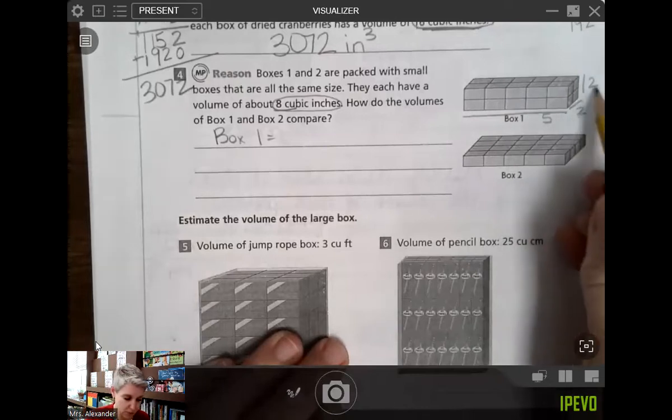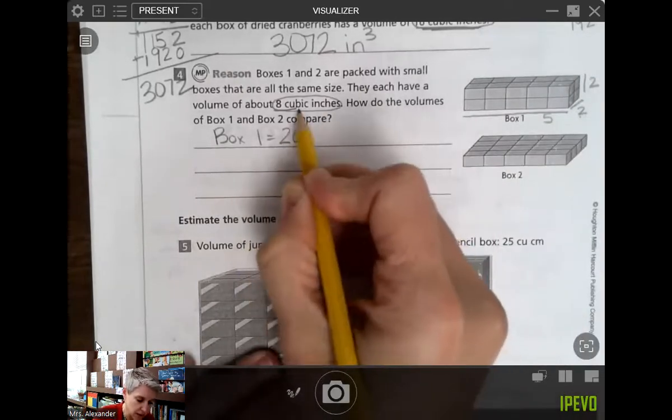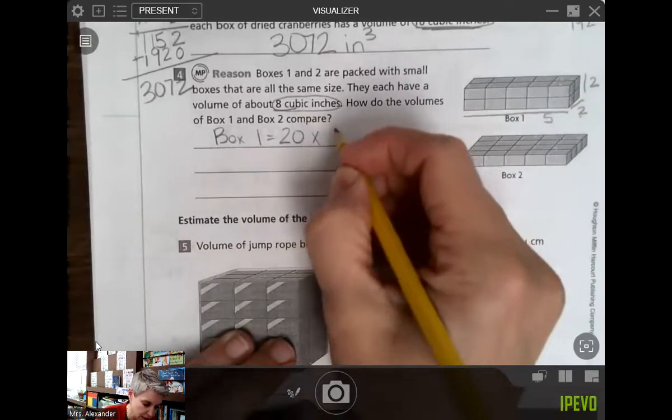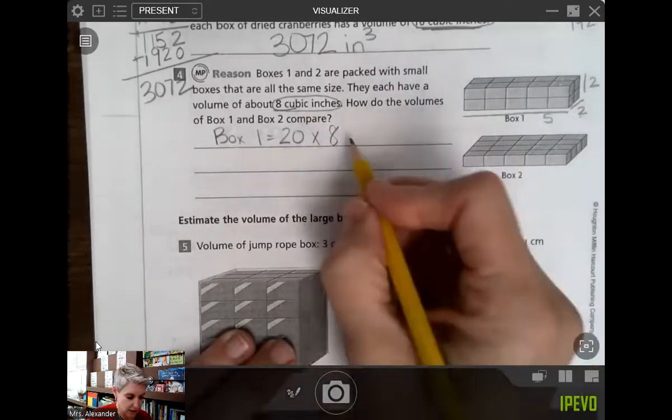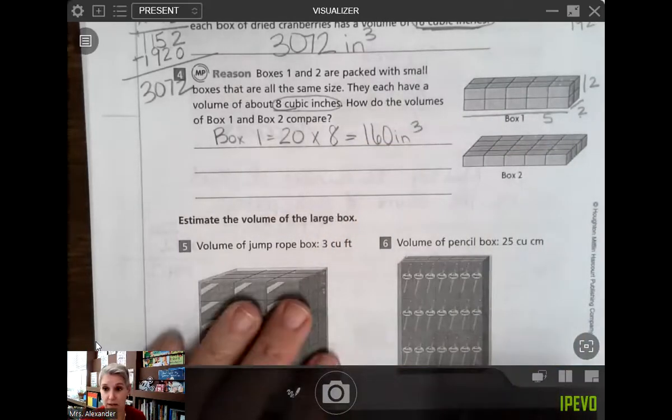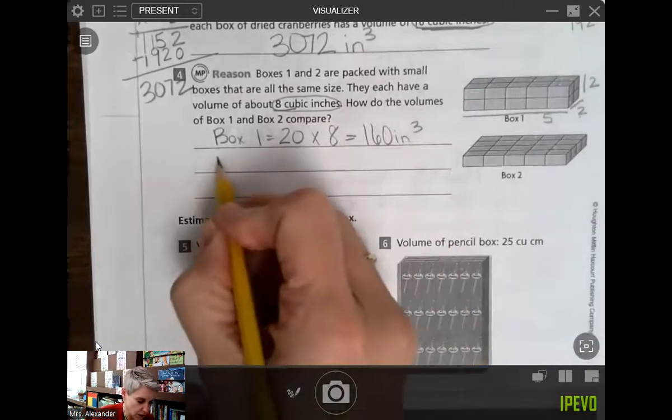5 times 2 is 10. 10 times 2 is 20. But each of those boxes has 8 cubic inches. So we're going to take those 20 boxes and multiply that by eight, and we're going to get 160 cubic inches for box one.